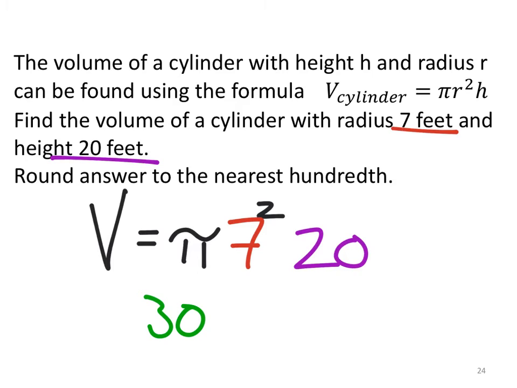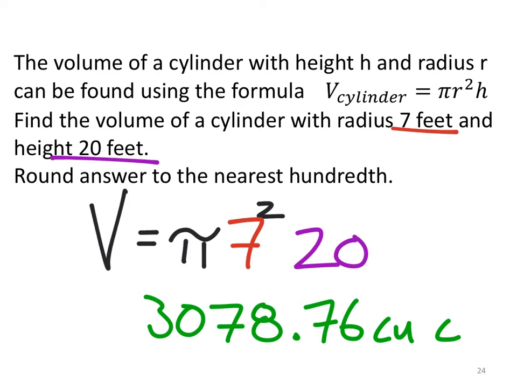It sounds like some of you guys are getting lower values, and that could be because you're using 3.14 instead. I'm actually using the pi button, which is giving me a slightly different answer. Mine's showing 3078.76. So I'm going to write this as 3078.76 right there. And again, this is in cubic feet. But you guys can be a little off if you use 3.14 for pi.